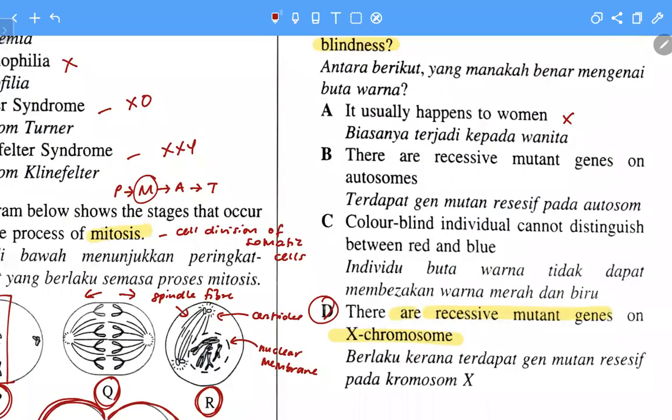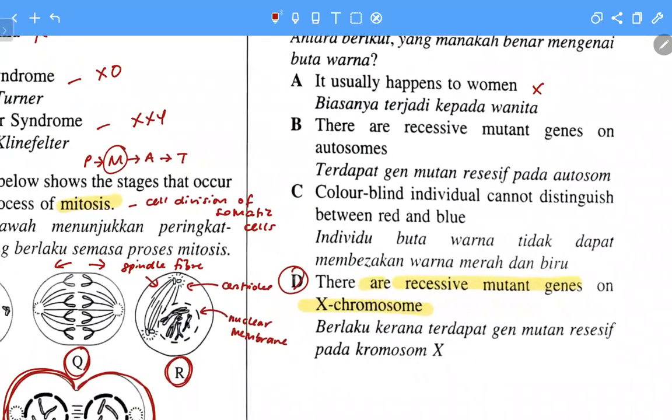It doesn't usually happen to women, but it usually happens to men. As long as men inherit the X chromosome with the colorblind gene, then automatically the man will be colorblind, because he only has one X chromosome. But for girls, you have 2 copies, so there's a lower chance. You have to inherit 2 copies of the recessive gene on your X chromosomes in order to get the disease. So that's why it is more common in guys than in girls.